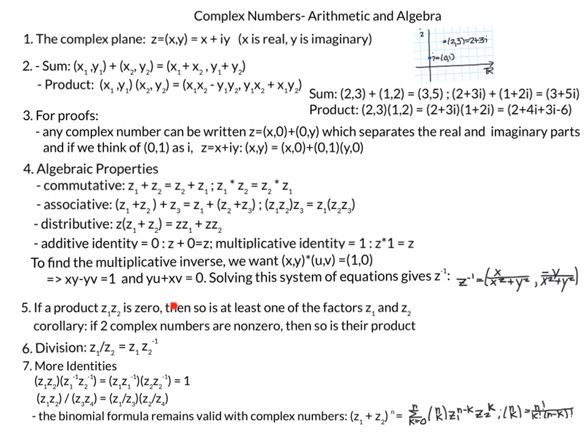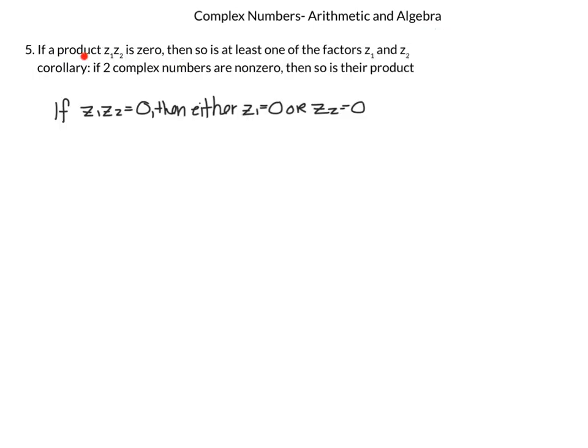So the next statement we want to look at is: if a product z1 times z2 is 0, then so is at least one of the factors z1 and z2. A corollary: if two complex numbers are non-zero, then so is their product. Looking at this top statement here, it says if a product z1 z2 is 0, then so is at least one of their factors, z1 and z2.